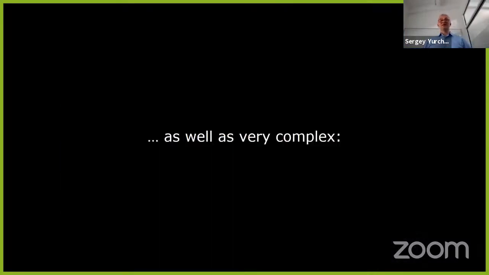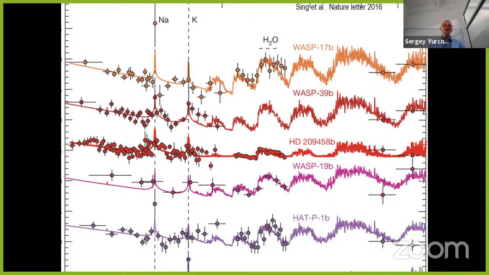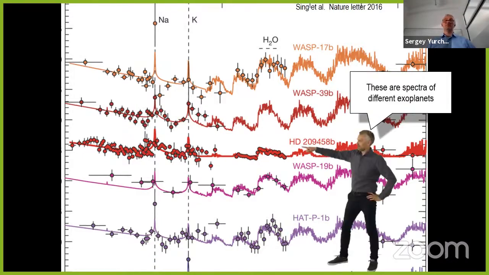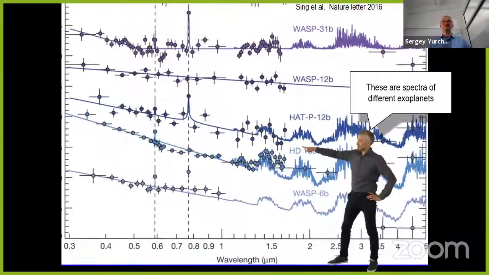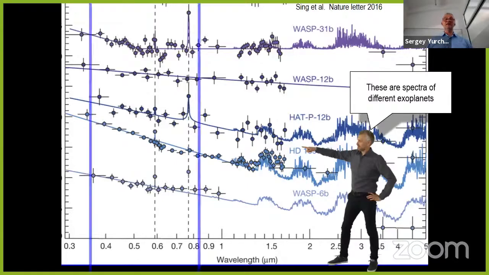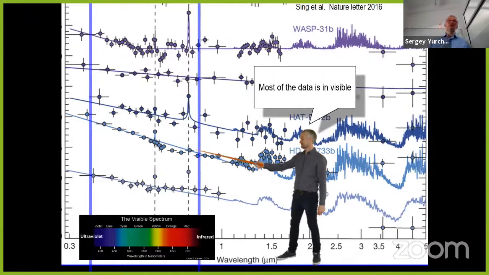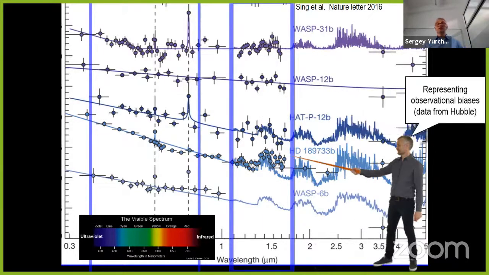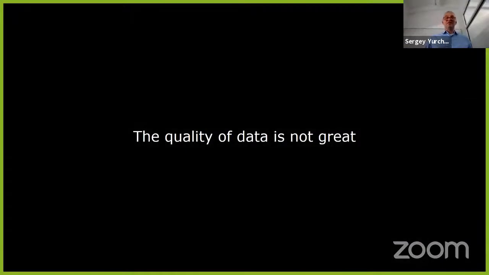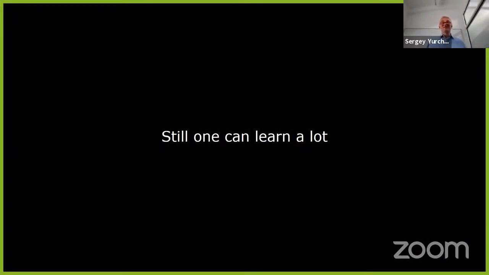The picture is also very complex. Like in this study, they put together spectra of different exoplanets, and you can see that they're different. They scale with temperature, and they are more or less clustered in the visible and near infrared, which is represented by the biases of the observations. So this is the Hubble range, infrared range, and the quality of data is obviously not great, but still one can learn a lot.